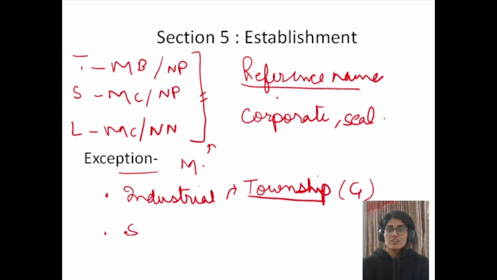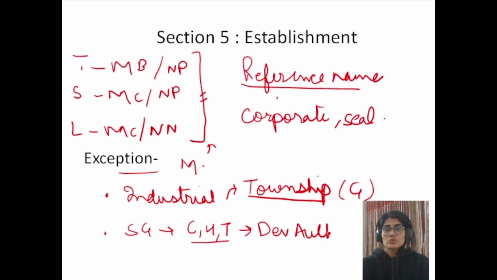And even if a state government considers an area important for cultural, historical or tourism purposes, then it can create a development authority for such areas. Such a development authority could function under the particular municipality or it could function separately. So these are the two exceptions provided for the urban areas in section number 5.